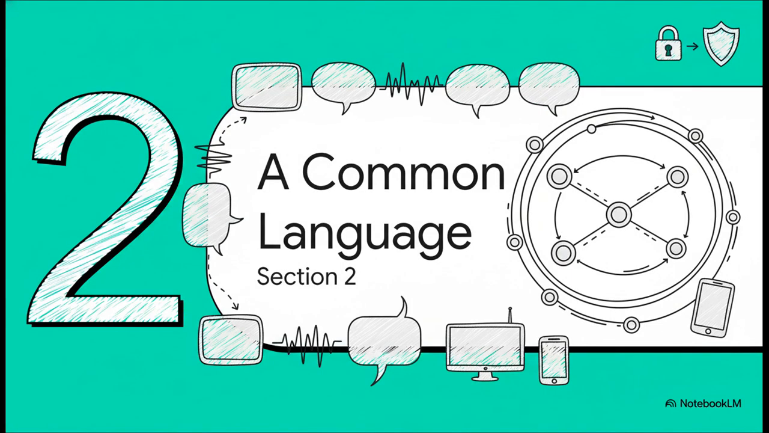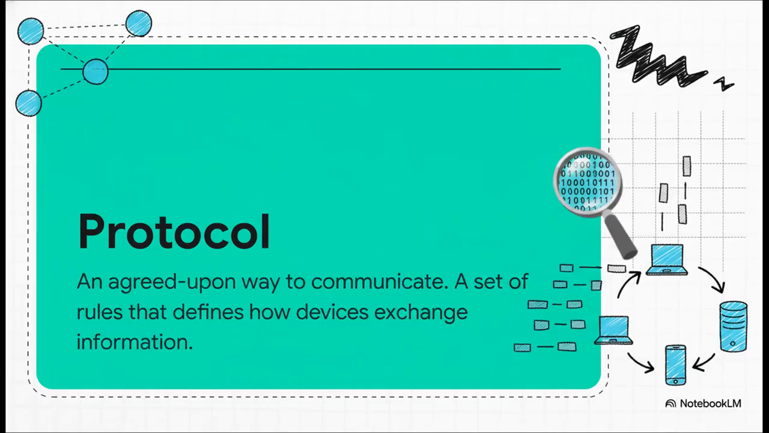Okay, so our devices now have addresses. They can find each other. Awesome. But how do they actually talk? Just knowing where somebody lives isn't enough to have a real conversation, right? You need a shared language. In networking, we call that shared language a protocol.